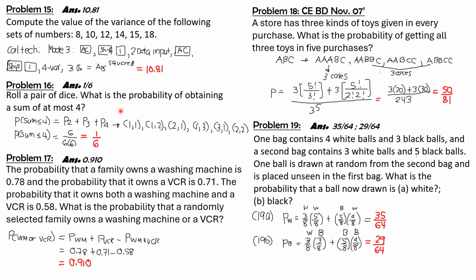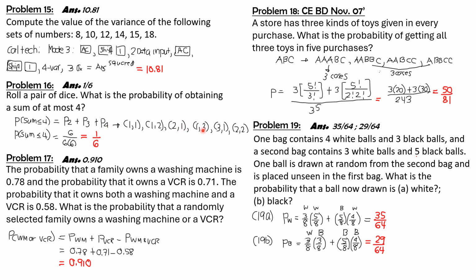So the smallest sum for the 2 dice would be 2. So 2 plus 3 plus 4, the sum should be at most 4. And this 2 here is represented by, for the first die 1, second die 1. This 3 here: for the first die 1, second die 2, or first die 2, second die 1.